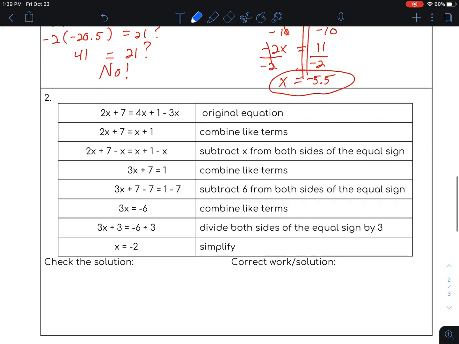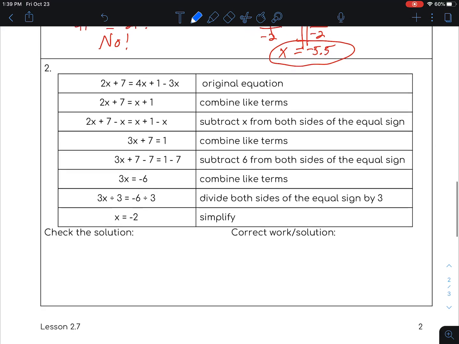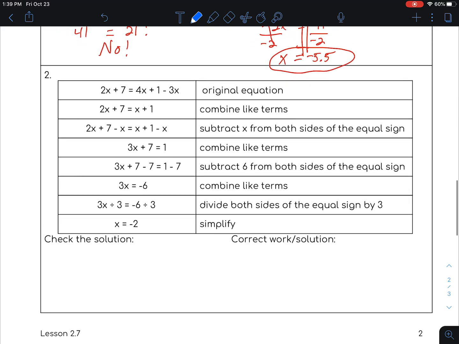All right, let's go down to the next one. Once again, we have an equation with a series of steps, all algebraic operations, and we'll see if those were the correct algebraic operations. But since we have a solution here, let's go back and see if that's a correct solution.